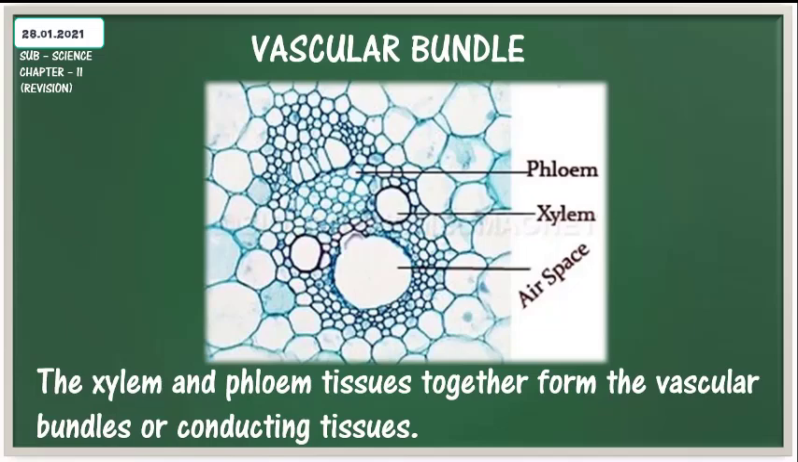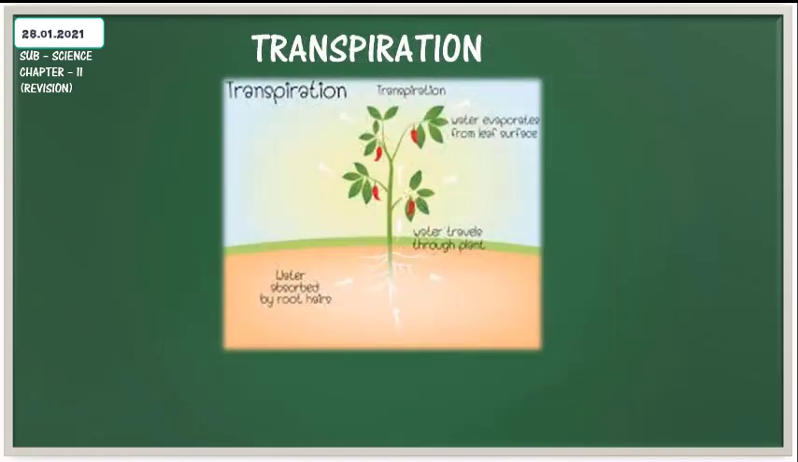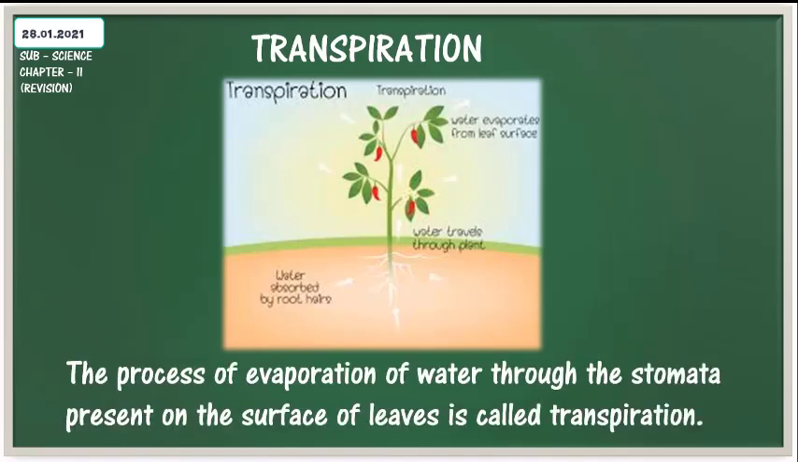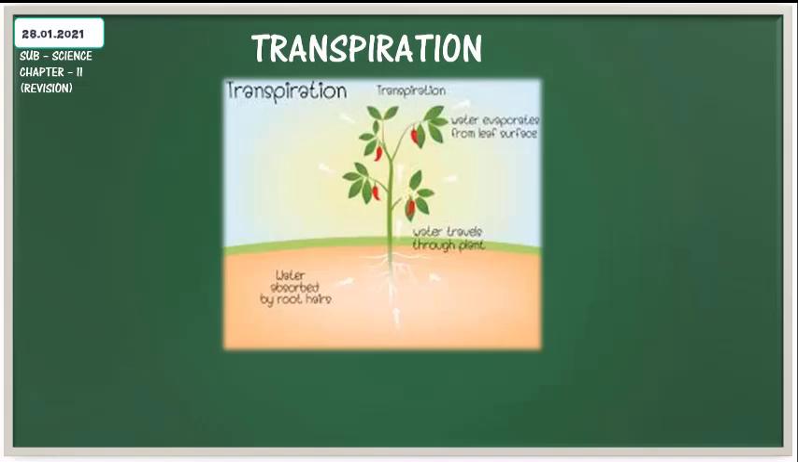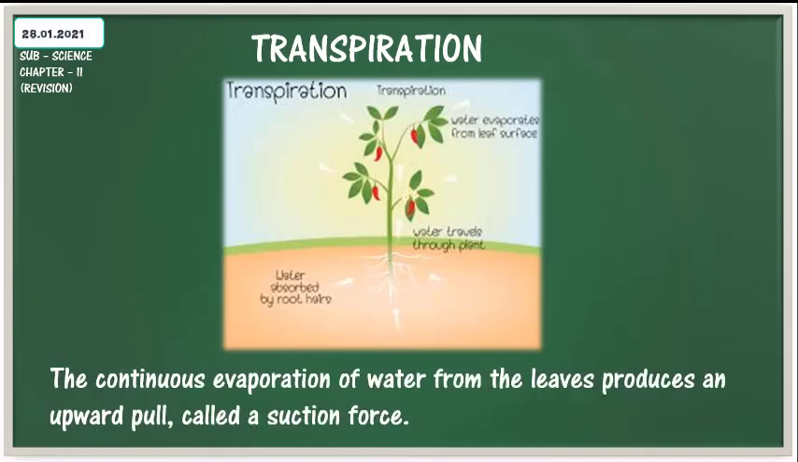Then comes transpiration, which is our last topic. The process of evaporation of water through the stomata present on the surface of leaf is called transpiration. The continuous evaporation of water from the leaves produces an upward pull called a suction force. This force pulls the water from roots upward through the stem, branches, and finally to the leaves.